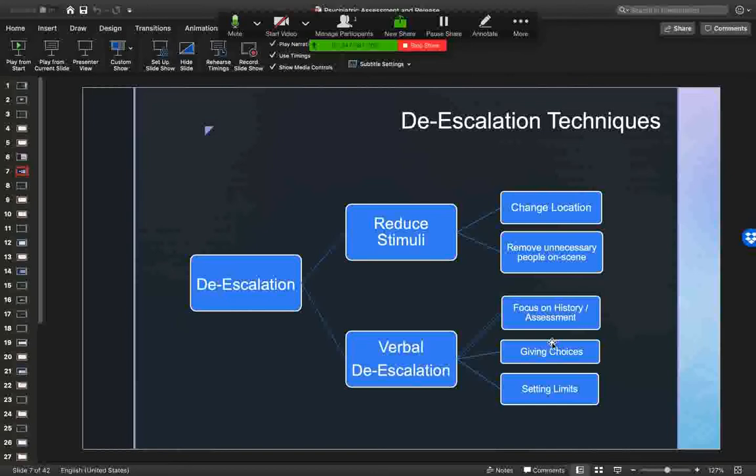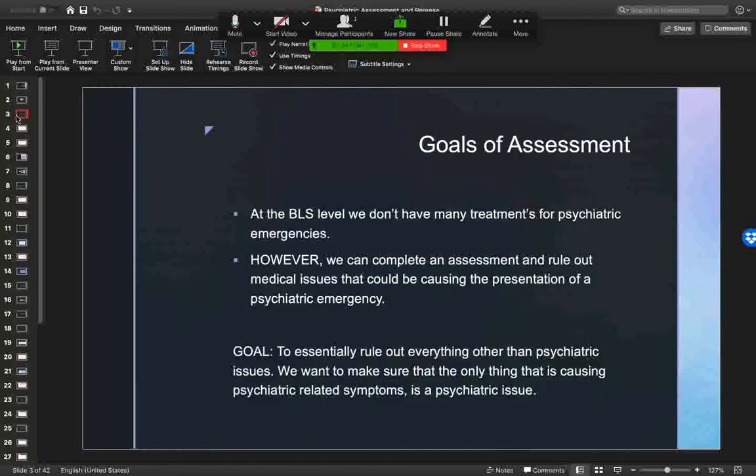Okay, so focus on their history, focus on the assessment, lead them away from what's causing the anxiety. We're not a counselor here, and we have to realize our role in this whole situation is, again, going back to the goals of the assessment, right? What are the goals of the assessment? To essentially rule out other things, or to complete a full assessment, rule out medical issues.